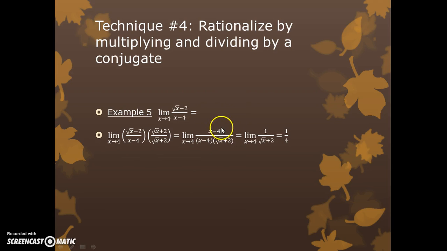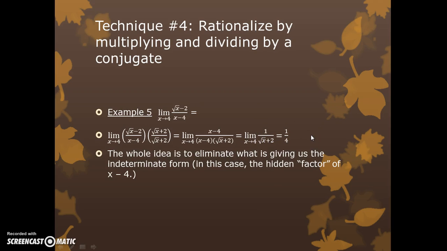The reason I did that is because these x minus 4 portions cancel out. That's a good thing, because that's the indeterminate part. That was the part giving us indeterminate form, because it was giving us the 0 over 0. So we're left with limit as x goes to 4 of 1 over square root of x plus 2. Now we try plugging in 4. It works. We get a limit value of 1/4.